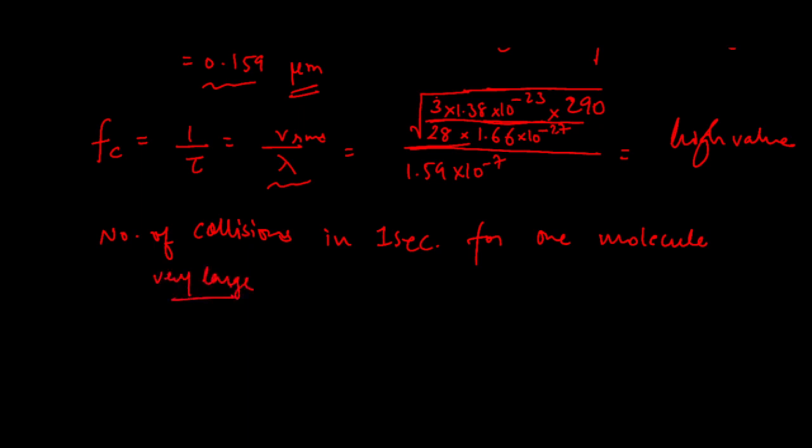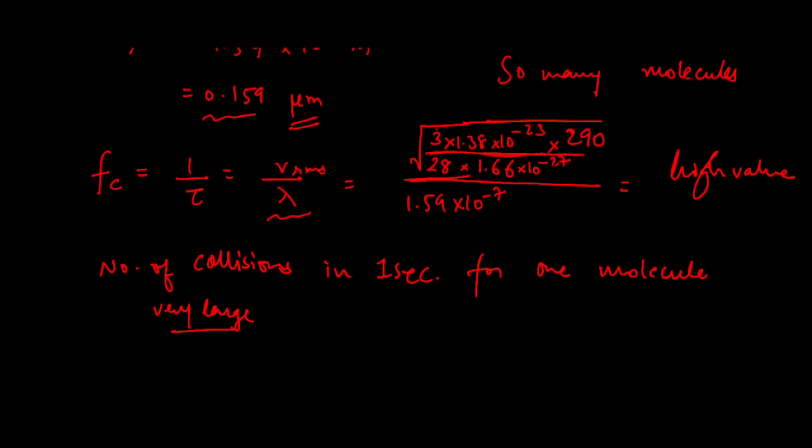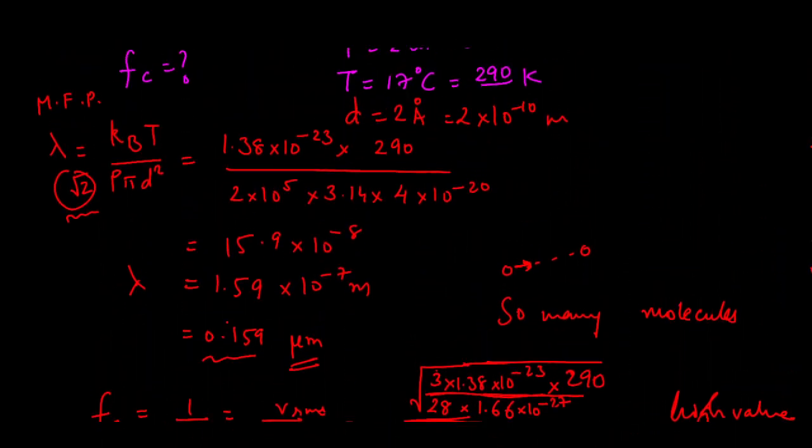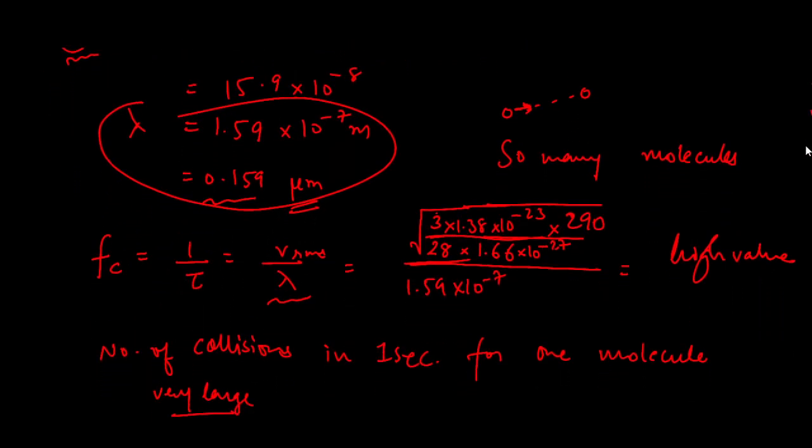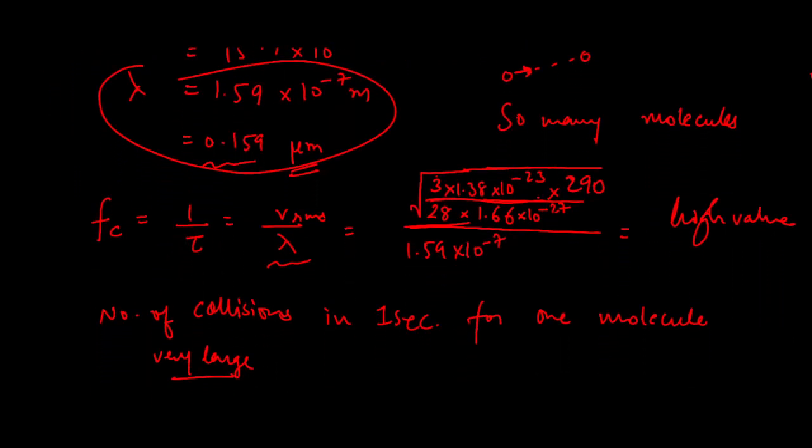Why is it very large? It's not that tough to understand, because it will move a very little distance and it will collide. Because if you find its VRMS, you'll realize that it's a big value. Okay, even VRMS is much larger. I don't know the answer.